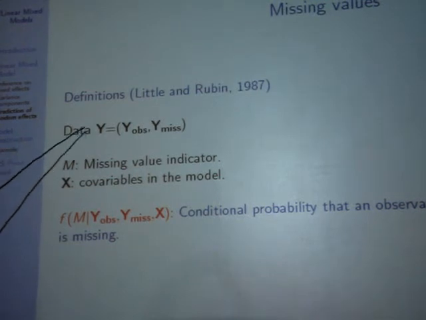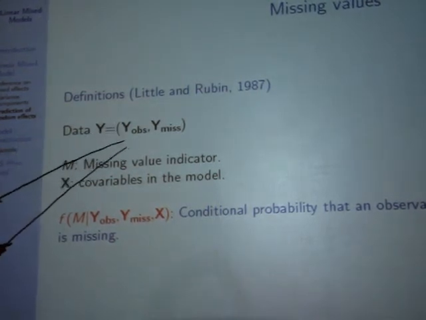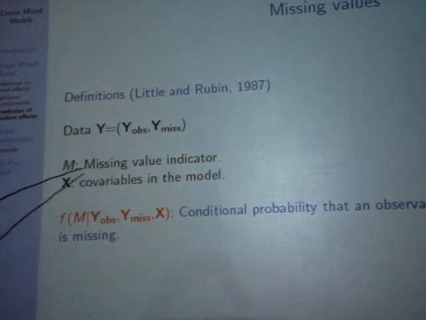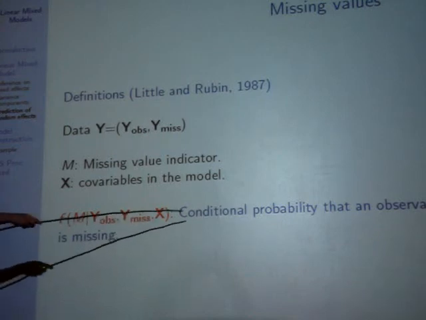They note Y the data vector, which is composed of the observations and the missing values. M is the missing value indicator, and X are the covariables in the model. They note f of M given the observations, the missing values, and the covariables X, the conditional probability that an observation is missing.